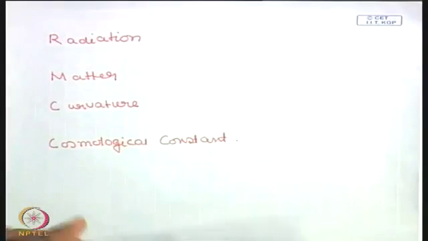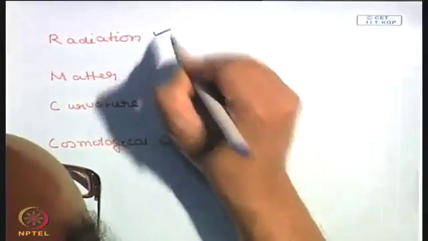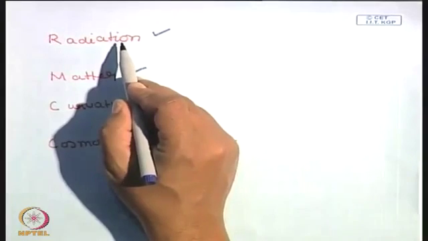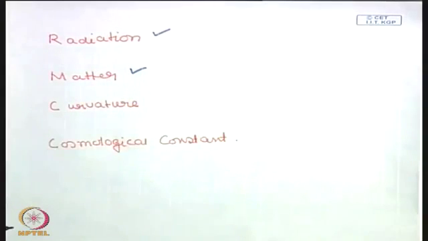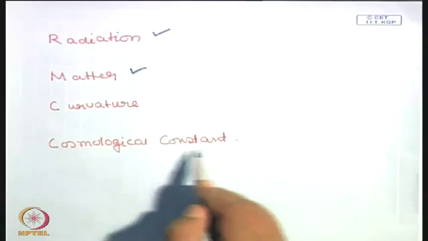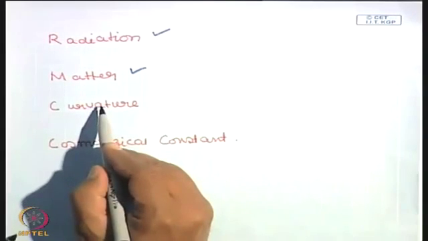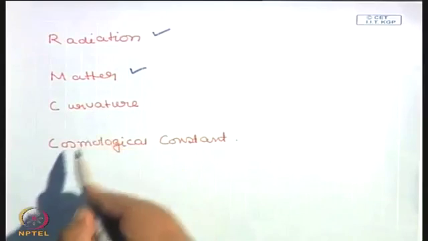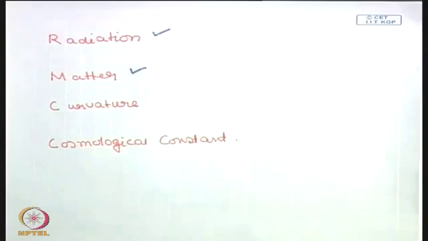Okay, these two we know definitely for sure that they exist, because we have measured the CMBR and we see matter around us. Curvature we do not know. For the cosmological constant, there is evidence that it is very small if it exists at all.